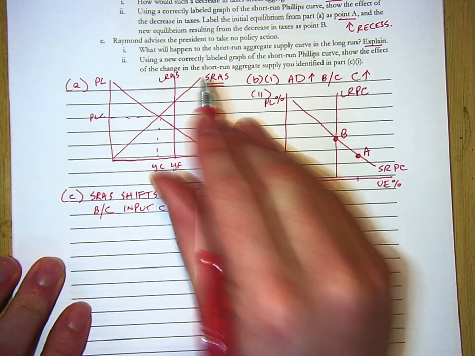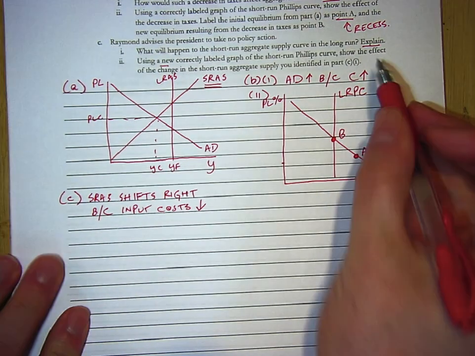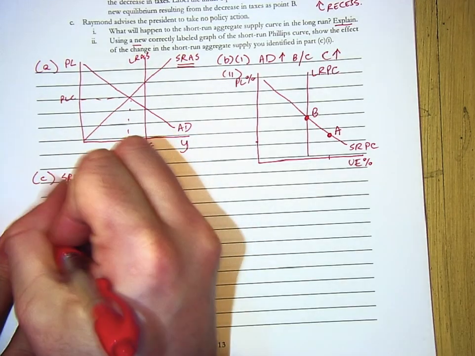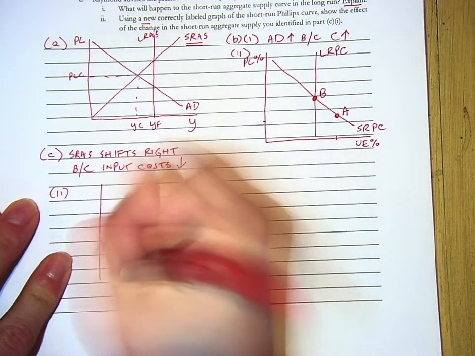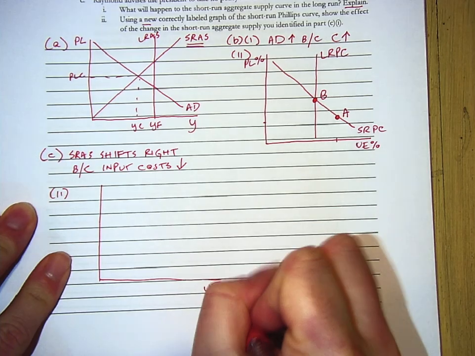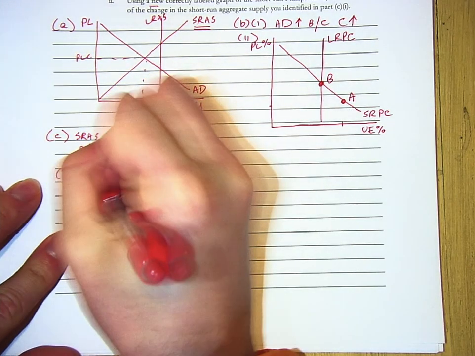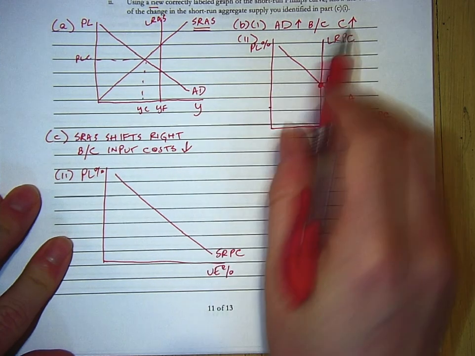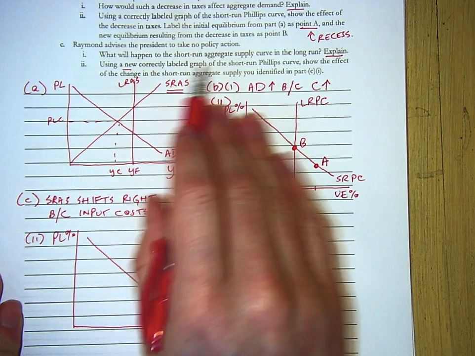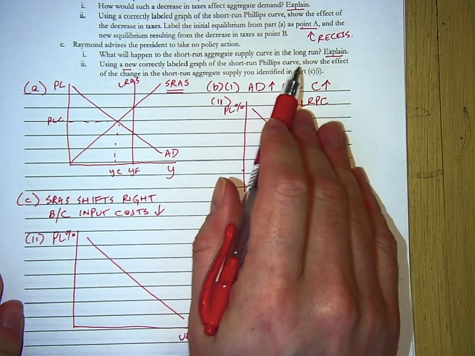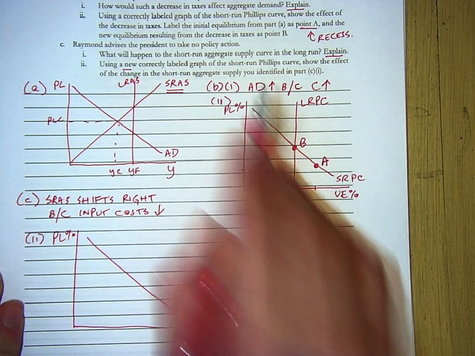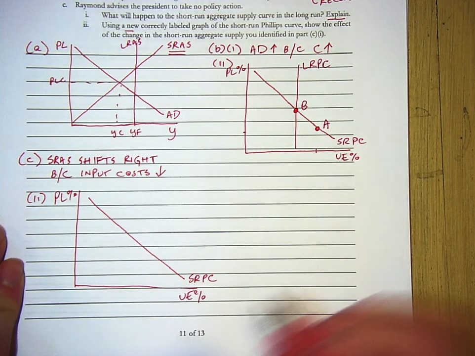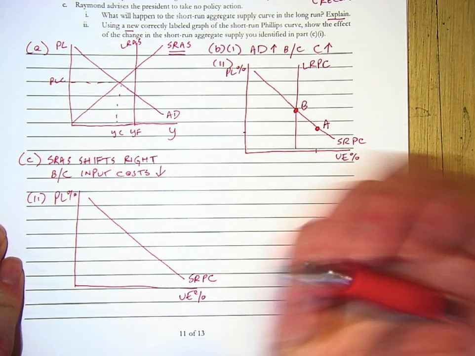Using a correctly labeled graph of the Phillips curve, show the effect of the change in SRAS you identified in C1. So then this is part 2. We're going to say a new Phillips curve, unemployment percent and price level percent. We have an SRPC, and it says using a correctly labeled graph, let's read this carefully, of the short-run Phillips curve, show the effect of the change in the short-run aggregate supply. So actually we don't need a long-run curve here to really indicate this. We can have it if you wanted to, but it doesn't really matter.